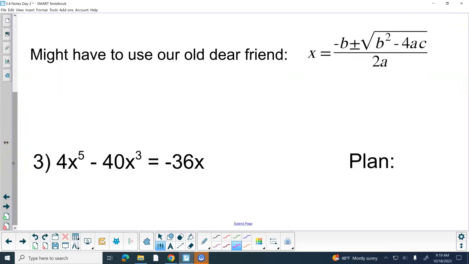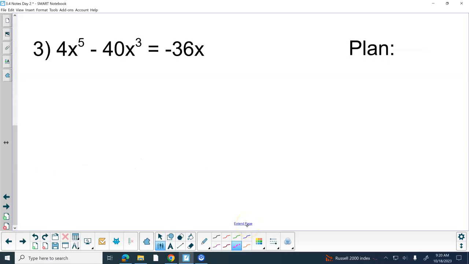Come up with a plan. Let's work our plan and plan our work. Everybody got the quadratic formula written down that needs to have it written down? Okay. Alright, come on. There we go.